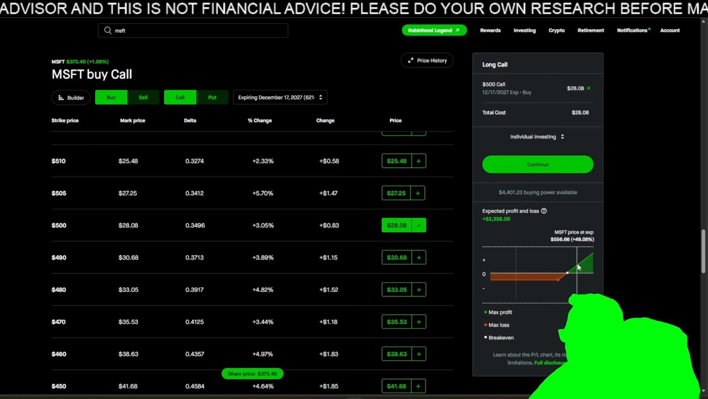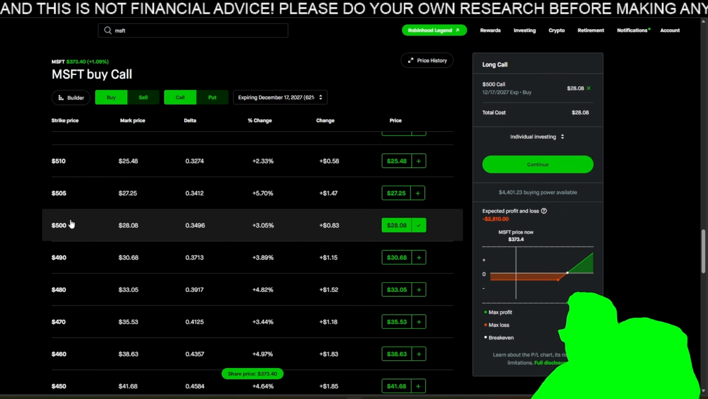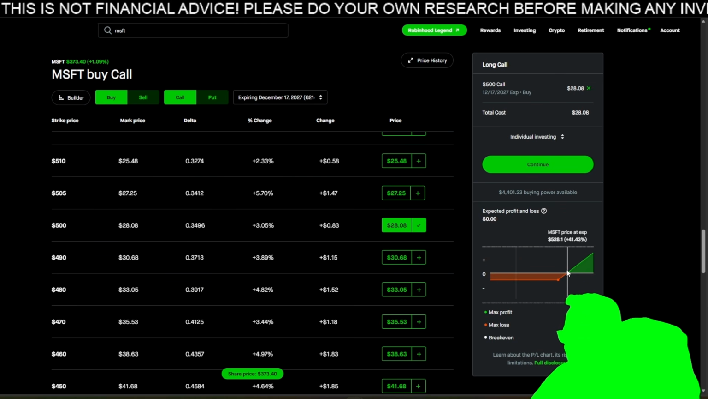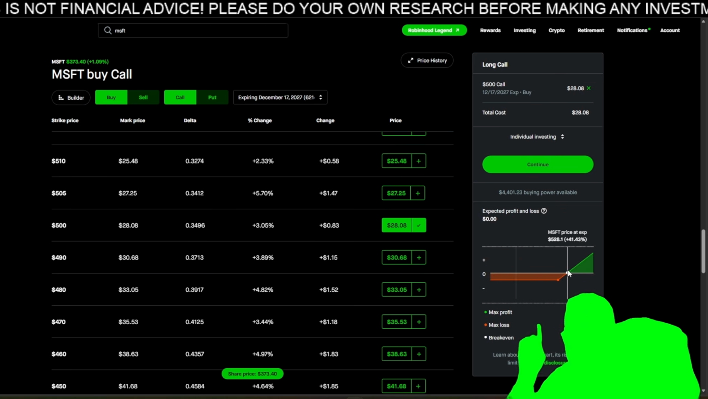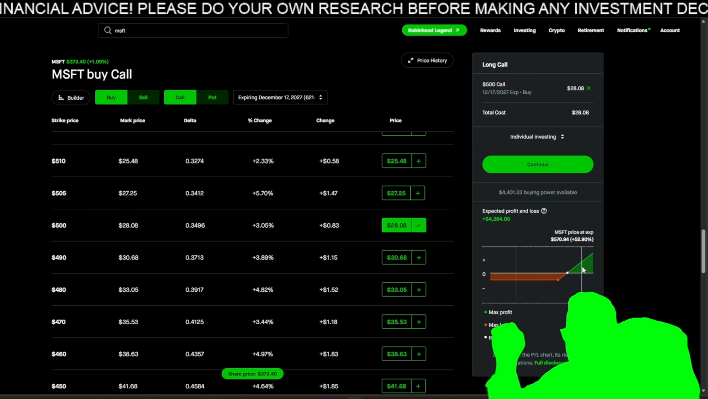But as you'll see, again, you are basically controlling 100 shares worth of Microsoft at $500. If it goes past that $528 break even, because obviously you had to pay for that, anything past that, you are getting that very, very nice leverage position of it.